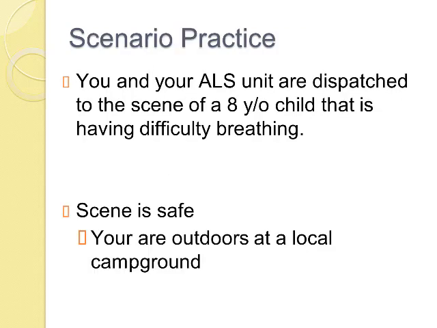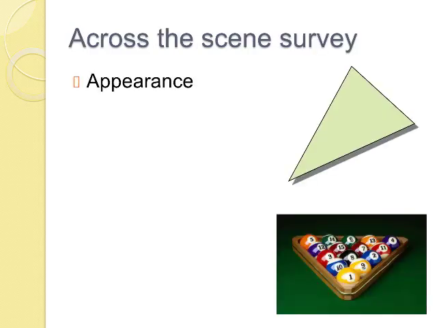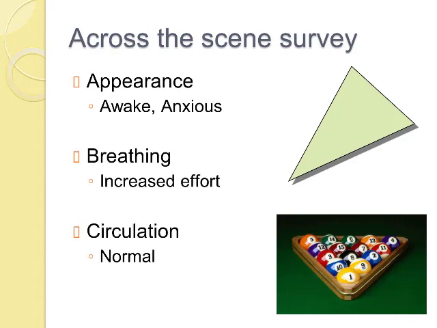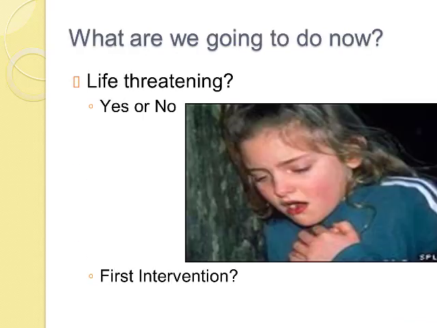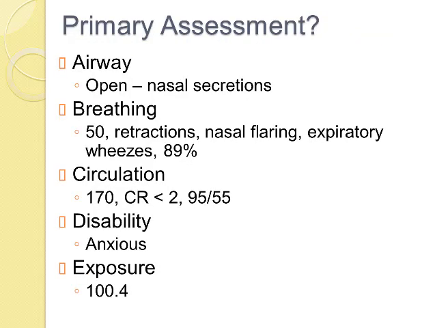So, one more case. We have an 8-year-old child, difficulty breathing. The scene is at a campground, so we're outside. The appearance is awake and anxious. Breathing is increased. Circulation is normal. Here's this kiddo leaning against a tree. Does this look life-threatening? Yes or no? Well, probably not, but first intervention is going to be some oxygen and assess the patient's airway, breathing, circulation, disability, and so on.